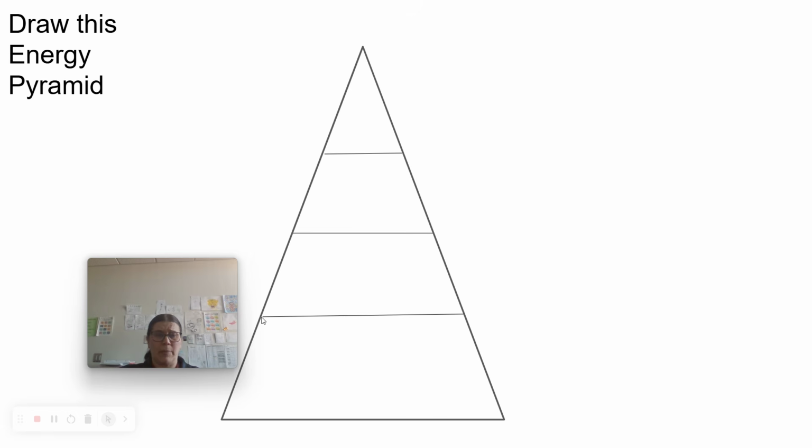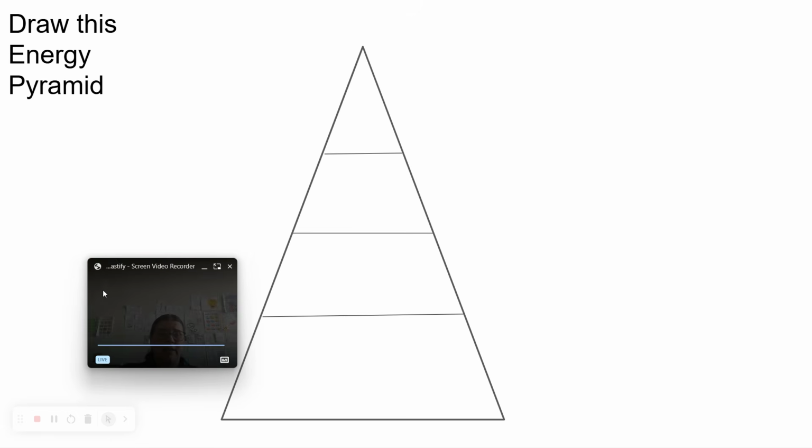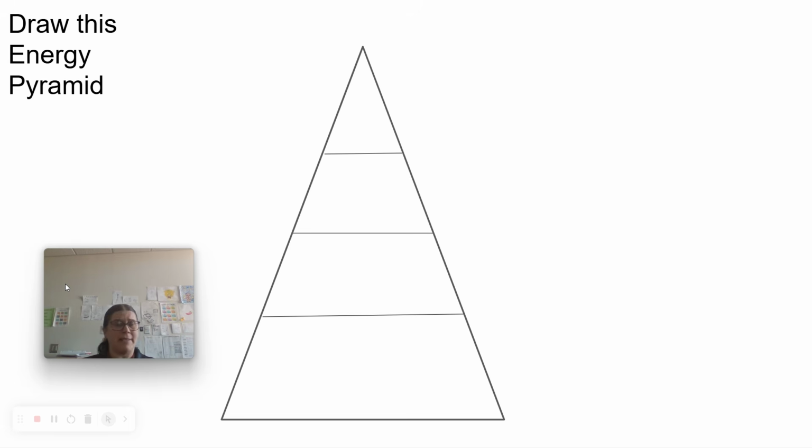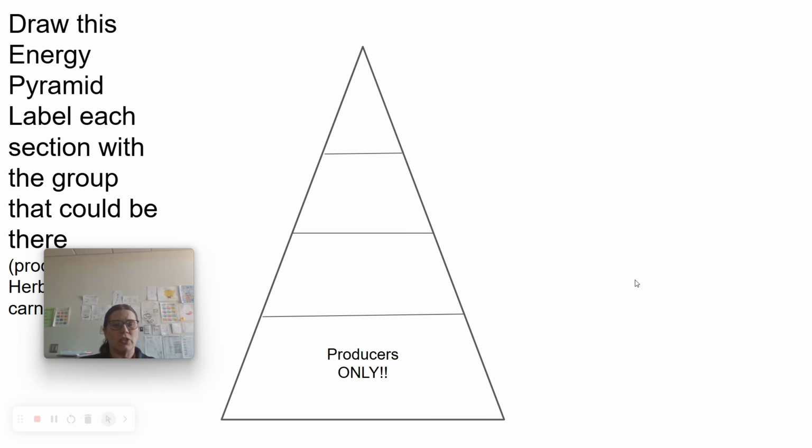You're going to draw this energy pyramid. I don't care how big it is. If you want to go to the next page and make it take up the whole page, great. You're going to have to do some writing in here, so it can't be too little. There are some words that I'm going to go in here. It needs 1, 2, 3, 4 levels. So on the bottom, producers only in the bottom. That's what you're writing in the bottom. Producers only.